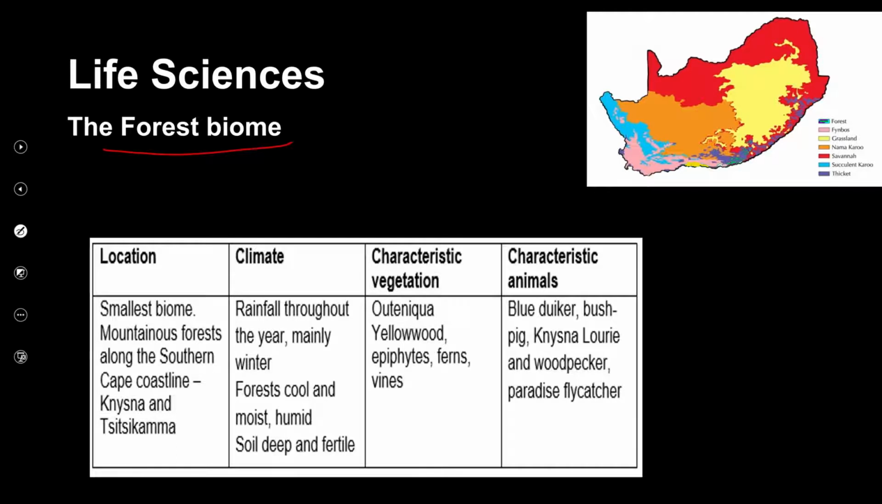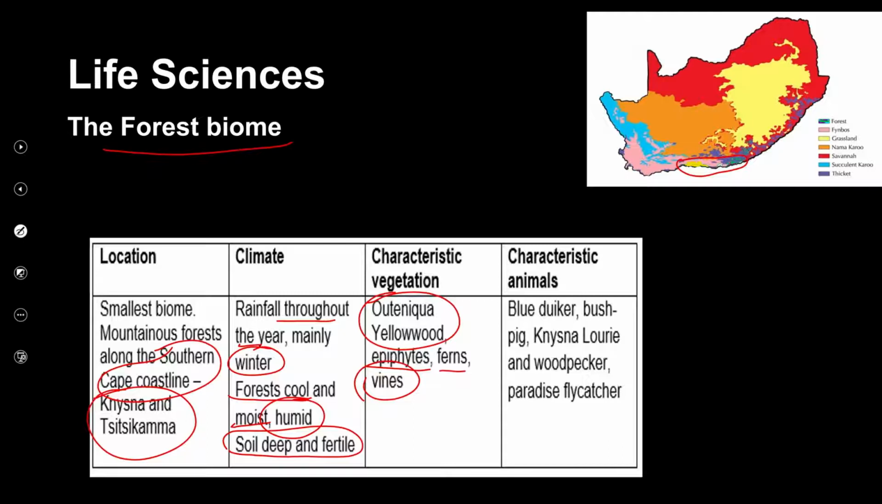Again, the forest biomes are indicated in these areas here in green, and so that's little bits of them around your Cape coastline, along the southern coast, as well as along Knysna and Tsitsikamma. They have rainfall throughout the year, mainly winter. It's obviously very coastal. The forests are cool and moist, and it's often very humid, and the soil is deep and very fertile. So we have plants such as the Outeniqua yellowwood trees. You've got epiphytes, ferns, and your vines.